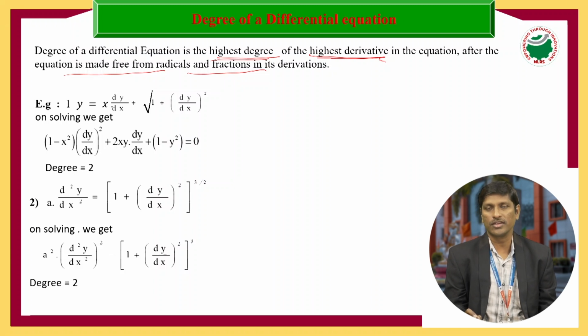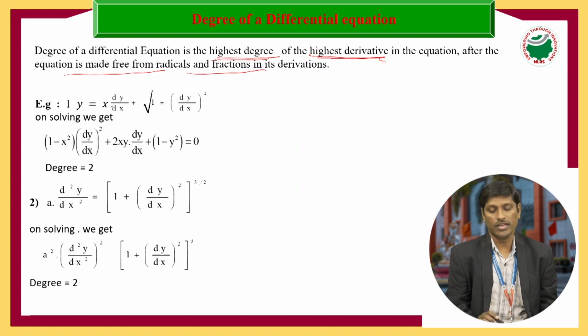So fractions, if there are any, we need to simplify. Any roots like that also we need to simplify. After simplifying that, we need to give the conclusion about the degree of that particular equation, as well as the order, also we can write. Let us see the example here.